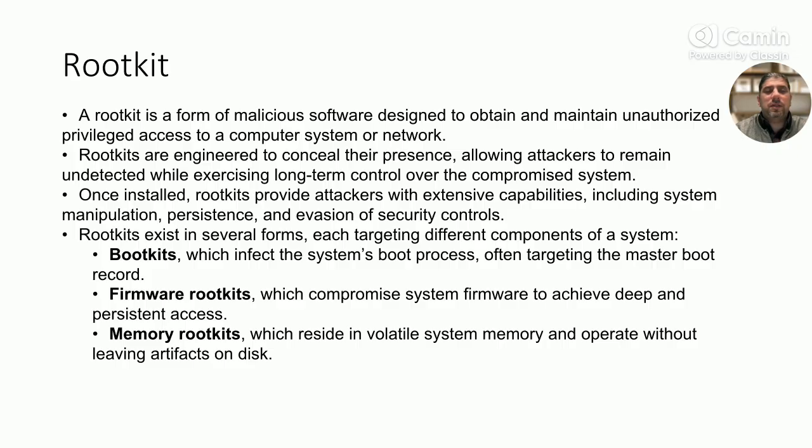Rootkits exist in several forms, each targeting different components of a system. Bootkits, which infect the system's boot process, often targeting the master boot record. Firmware rootkits, which compromise system firmware to achieve deep and persistent access. The third type is memory rootkits, which reside in volatile system memory and operate without leaving artifacts on disk.